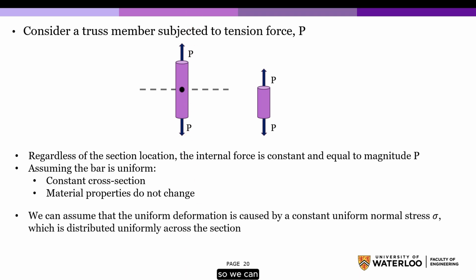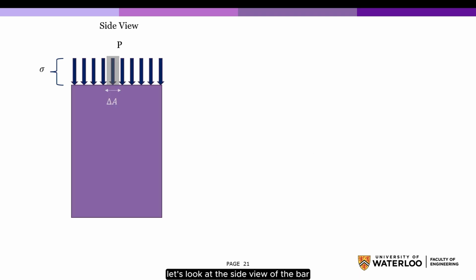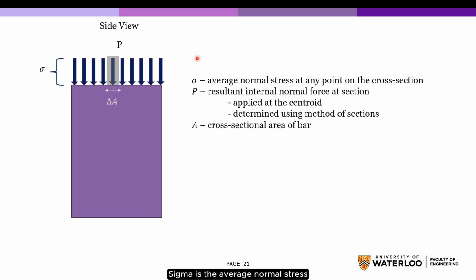So, we can assume that the uniform deformation is caused by a constant uniform normal stress sigma, which is distributed uniformly across the section. Let's look at the side view of the bar. Sigma is the average normal stress at any point on the cross-section. P is the resultant internal normal force at the section, which is applied at the centroid and determined using the method of sections. A is the cross-sectional area of the bar.